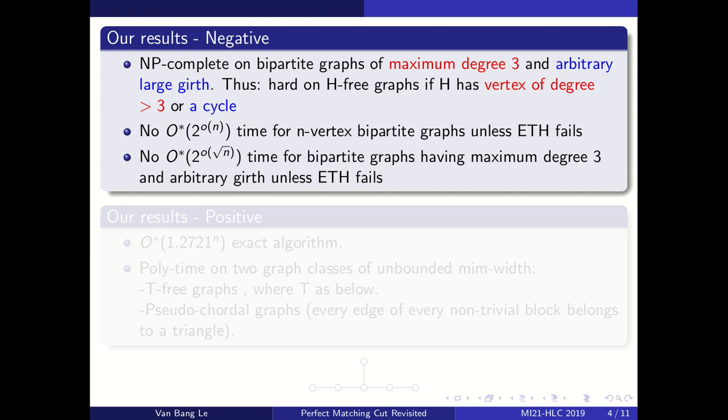So we show that it is NP-complete already on a quite restricted class of graphs. It is NP-complete even if the input graph is a bipartite graph of maximum degree 3 and arbitrarily large girth. Notice that this means that if I look at the class of H-free graphs, where I do not allow an induced subgraph isomorphic to some small graph H, then if the small graph H has a vertex of degree larger than 3, or if it has any cycle of a fixed size, then it will remain NP-complete on that class of graphs.